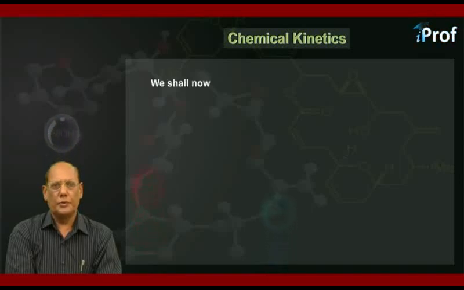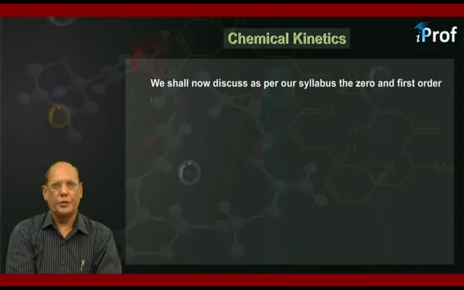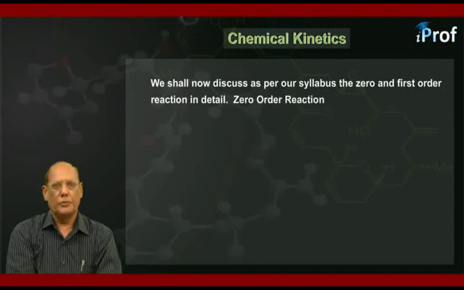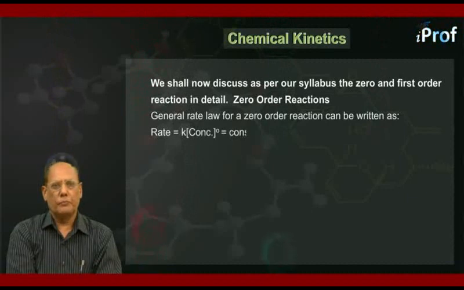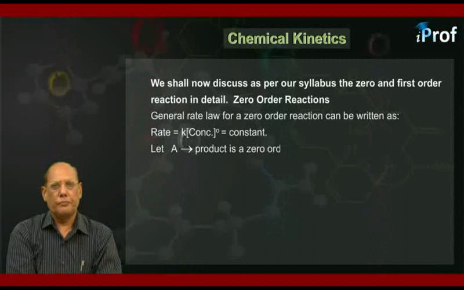We shall now discuss, as per our syllabus, the zero and first order reactions in detail. So first we have zero order reactions. The general rate law for a zero order reaction can be written as rate equal to K into concentration raised to power 0. Therefore this is constant.